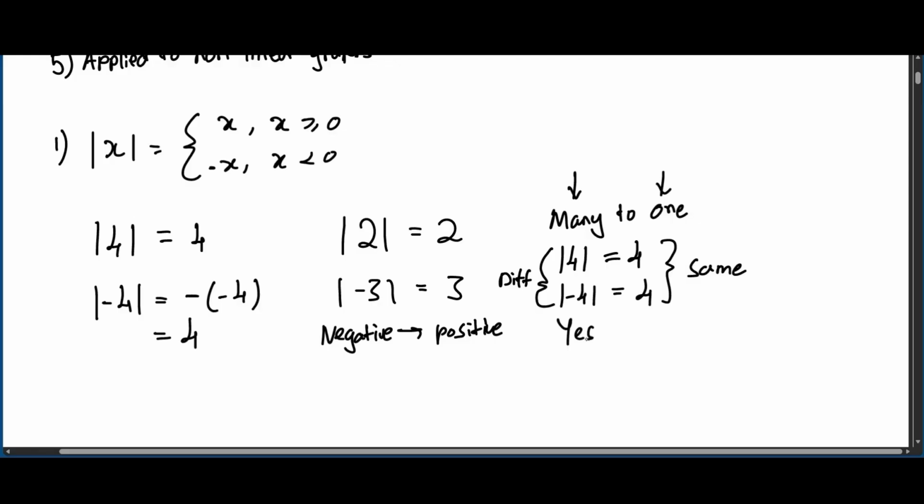And yes, it is a function. Absolute value, yes, it is a function. So to conclude, for point number 1, what is an absolute value? It turns negativity into positivity. Always remember that. It's a very happy function. And it's a many-to-one function. And yes, definitely it is a function.